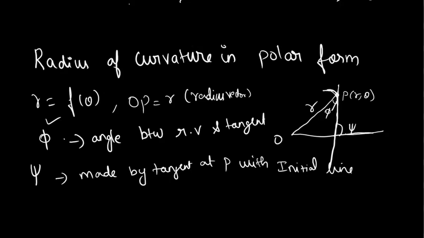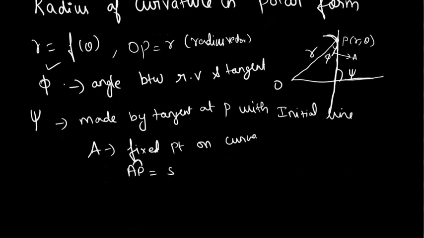And let A be any fixed point on the curve. So A is any fixed point. I'm just marking this point as A. And this arc length AP, this will denote like this. This is the arc length AP is equal to S.